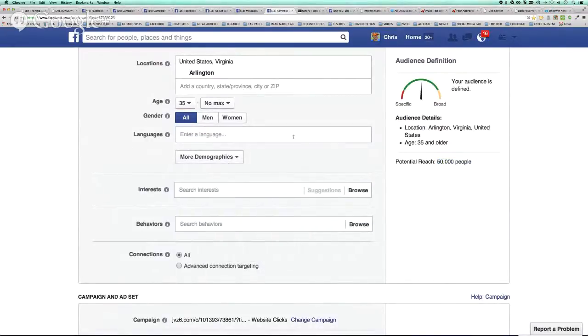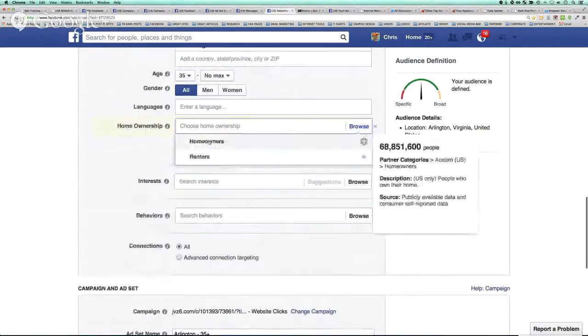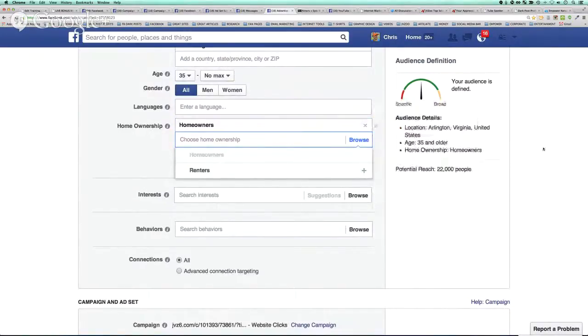So here's what I would do. I would run one generic ad going to this big list of Arlington, and then I'd run a subset ad for each one of these, like homeowners, renters, right? So you could run an ad going to renters and say, hey, how would you like to own a home? Or you could go to homeowners right here. So you got homeowners as a category of home ownership, right? So there you go. There's 22,000 people.